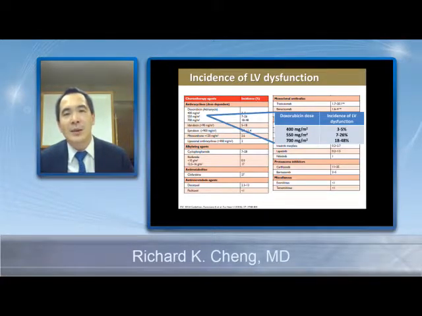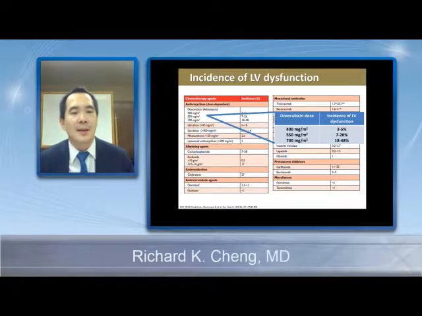So for doxorubicin, in general, we quote a cutoff of about 400 milligrams per meter squared, given an incidence of LV dysfunction of about 5%. Once you reach 550 milligrams per meter squared, the incidence is 26%. If you reach 700 milligrams per meter squared, the incidence is almost 50%. So this increases exponentially with higher doses. But I want you to keep in mind that even though we quote these as threshold doses, this is really a continuum of risk. There isn't really a cutoff. So for example, if your patients receive 200 or 300 milligrams per meter squared, it does not mean that they are safe. They are still at risk.